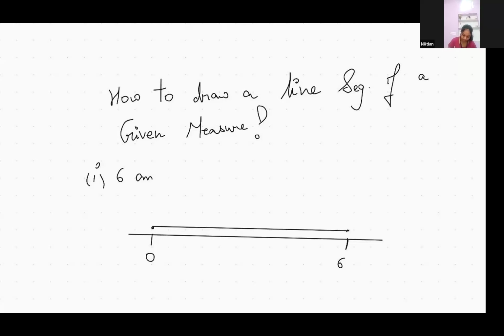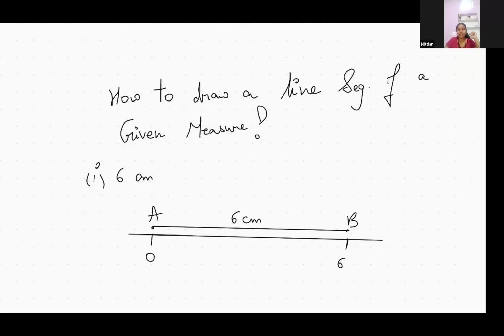Name the dots. A dot, B dot, or C dot, whatever. Name them. I'm naming it here A and C. And here write 6 centimeter. So this is how you draw a line segment of a given measure using the scale.